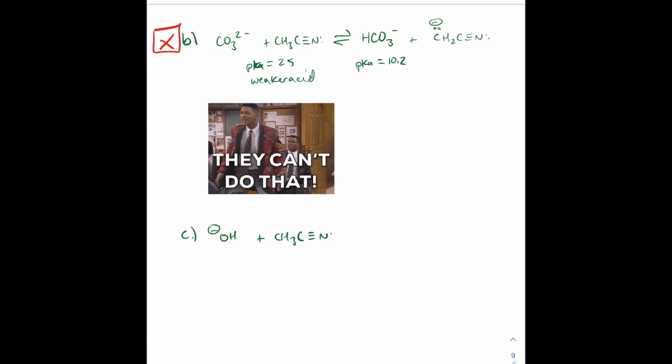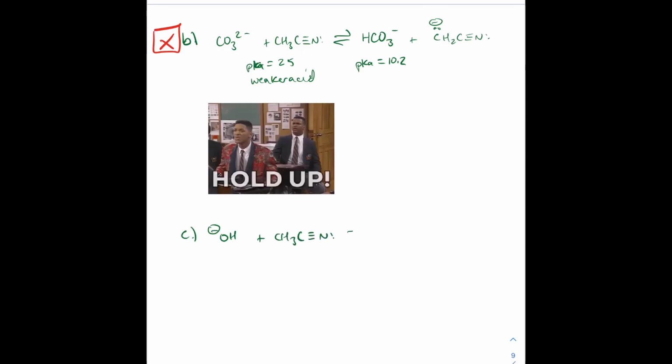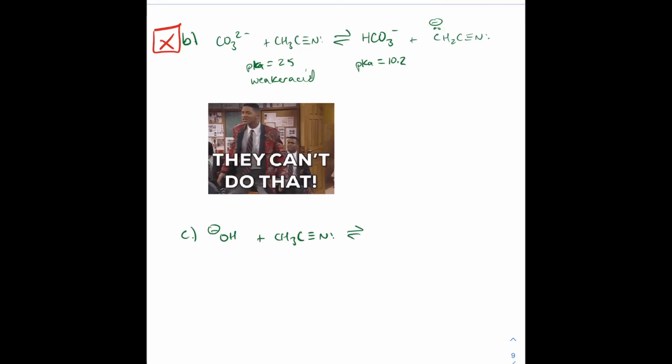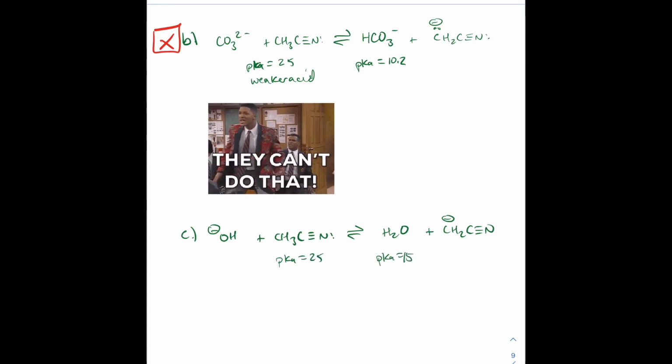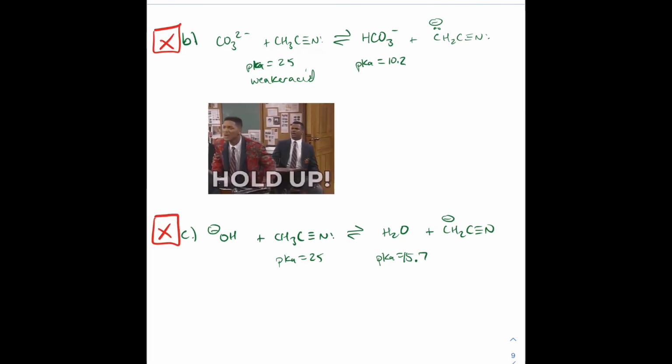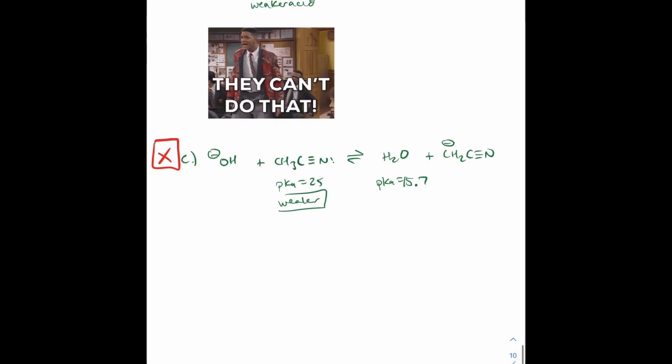So let's try letter C, JK. Hydroxide plus acetonitrile goes to water and our conjugate base of acetonitrile. You should get really familiar with the pKa's of a lot of these common ones, especially the list that I just gave you. Not necessarily that you need to memorize them, but eventually you kind of just will because you use them so much. It is really helpful though. I'm not going to test you on what's the pKa of water.